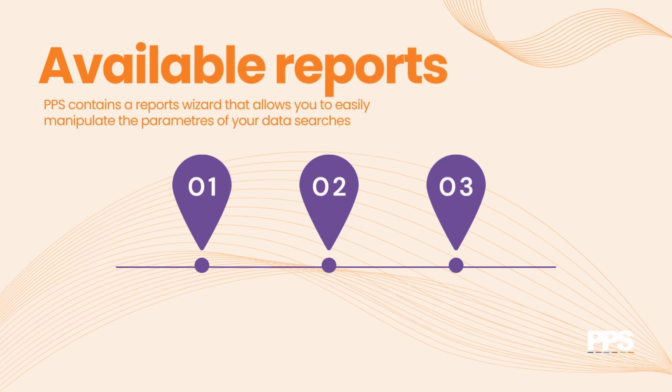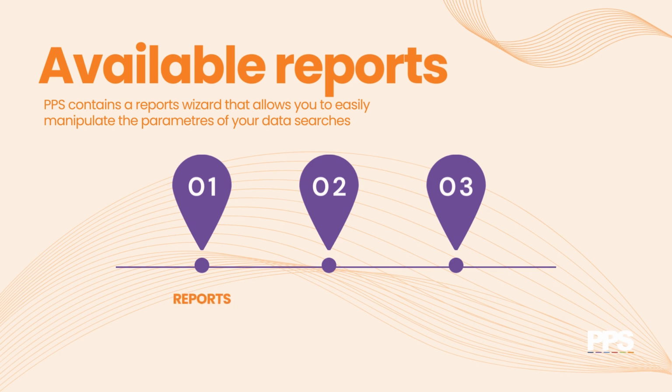PPS contains a reports wizard that allows you to easily manipulate the parameters of your data searches. So within PPS, you have access to a multitude of preset reports, but within each of those reports, you also have the facility to further manipulate the criteria so that you can output exactly the data that you are looking for. So there are a few different ways to utilize the reports facility in PPS, and we'll just have a quick run through of the differences between those reporting options.